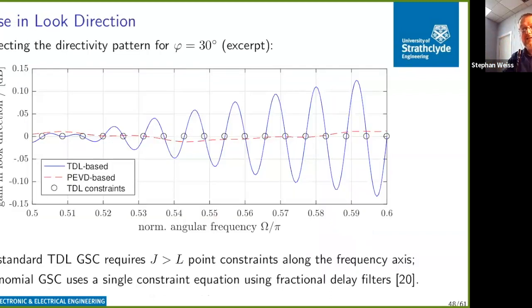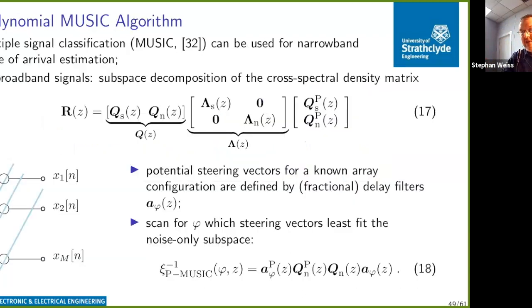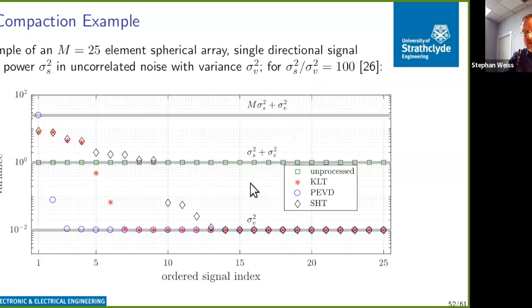An interesting thing now is if you look down this look direction, the gain there is actually pretty well preserved by the polynomial beamformer. In the case of the TDL-based beamformer, we don't just have one constraint equation, we need to introduce a number of different constraint equations, each at a different frequency. And you see that at the points in frequency where we have defined the constraints, the gain is preserved, but it starts to oscillate in between. Right, so I hope that gives you a little bit of an idea of at least one application.